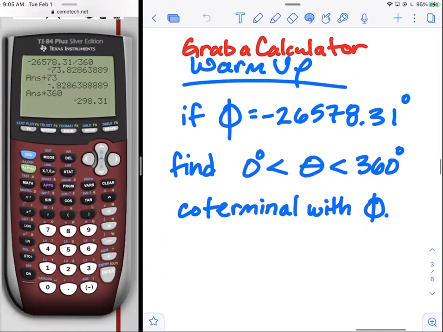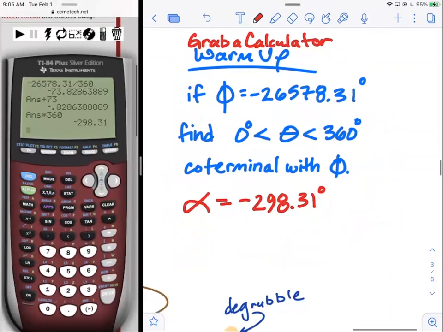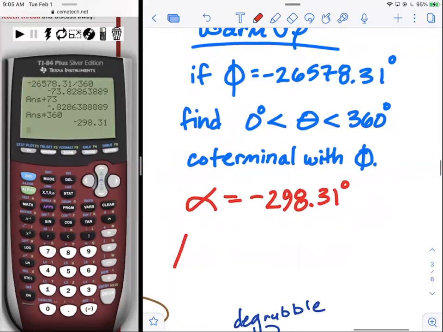So now I'm going to write that one down. I know that an angle, I'm going to call it alpha, is -298.31 degrees. Is that the answer I want? No. Now, let's think about this. If this were a test question, guess what answer choice A might be? That angle right there, -298.31 degrees. Well, you would dismiss that one out of hand because if I say to find theta between 0 and 360, that one's negative.